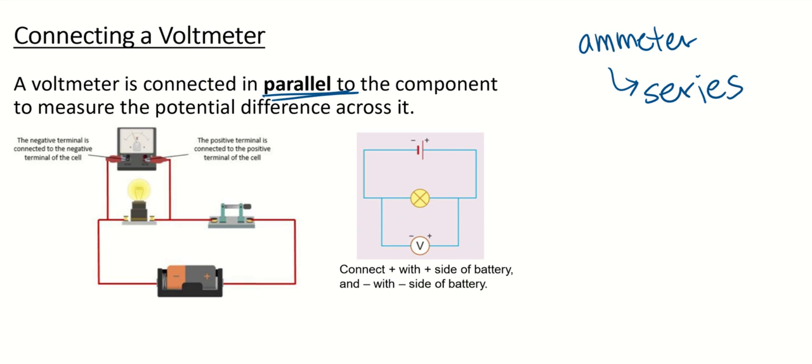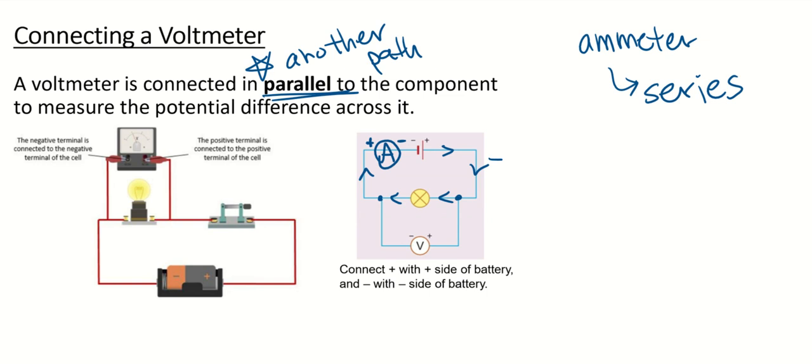Parallel means there must be another path, right? So it is not in the same path as the current. If I want to measure the current flowing in here, I will have to put an ammeter here. This side will be positive, this side will be negative. Remember, negative to negative, positive to positive, and the ammeter is connected in series. But the voltmeter must be connected in parallel. That means it is in another path.